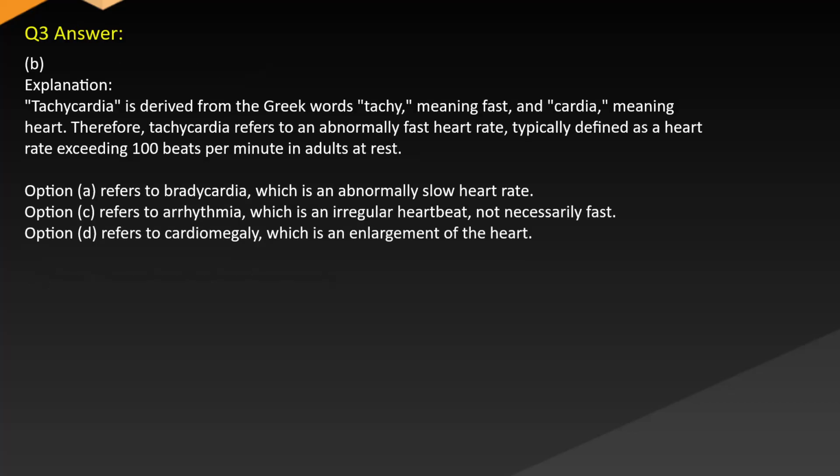Answer B. Explanation. Tachycardia is derived from the Greek words tachy, meaning fast, and cardia, meaning heart. Therefore, tachycardia refers to an abnormally fast heart rate, typically defined as a heart rate exceeding 100 beats per minute in adults at rest. Option A refers to bradycardia, which is an abnormally slow heart rate. Option C refers to arrhythmia, which is an irregular heartbeat, not necessarily fast. Option D refers to cardiomegaly, which is an enlargement of the heart.